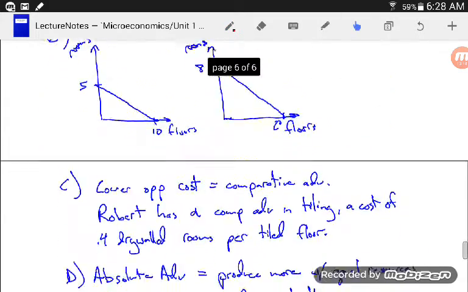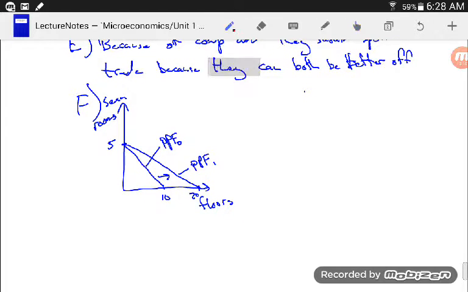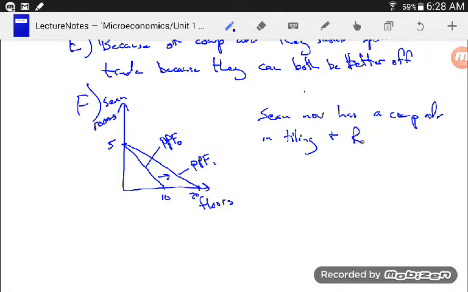So how would it change? To answer the question, Sean now has a comparative advantage in tiling, and Robert has a comparative advantage in drywall. So they change what they specialize in.